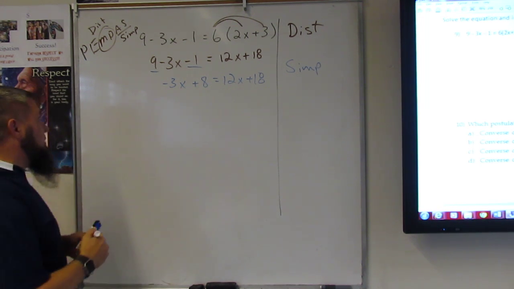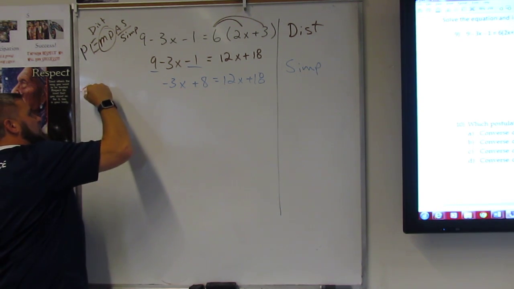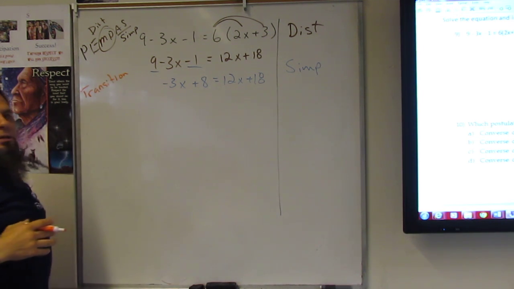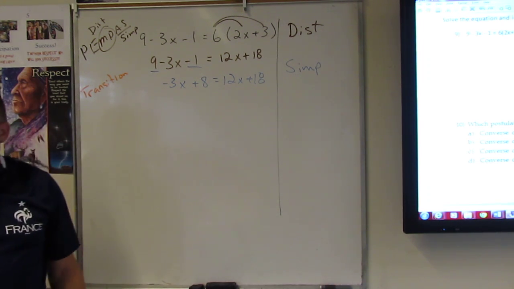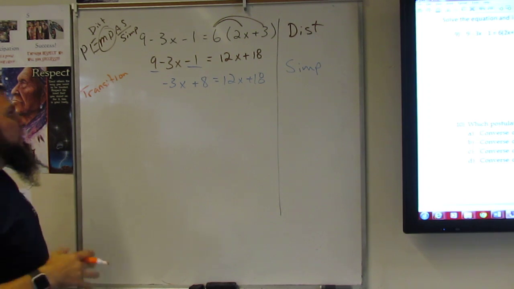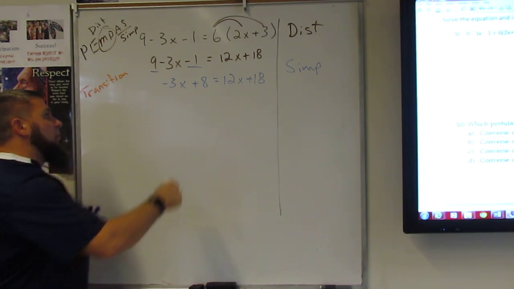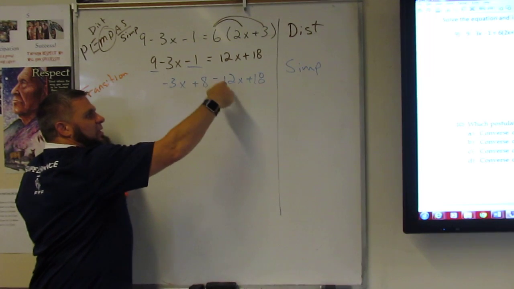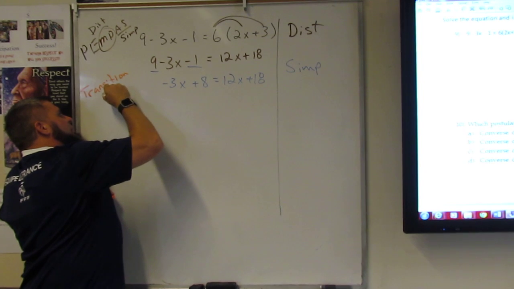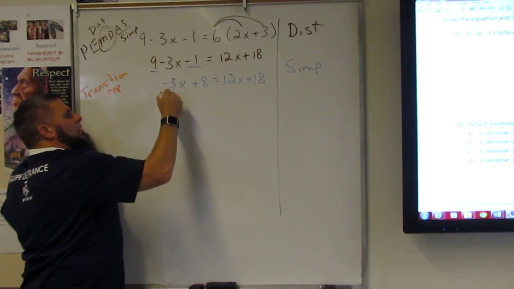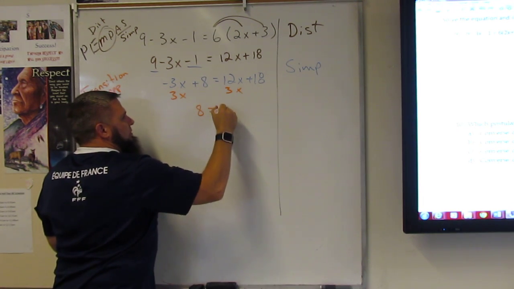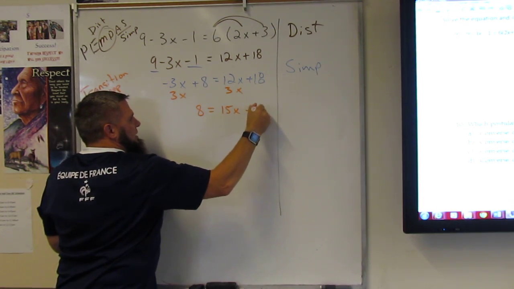Transition in algebra, when I teach algebra, is just getting the x's to the same side. I always want to move the lowest x. So I want to move this x, because negative 3 is lower than 12. So I'm going to move it by doing the opposite. You always do the opposite. So I'm going to add 3x. So now I've got 8 is equal to 15x plus 18.